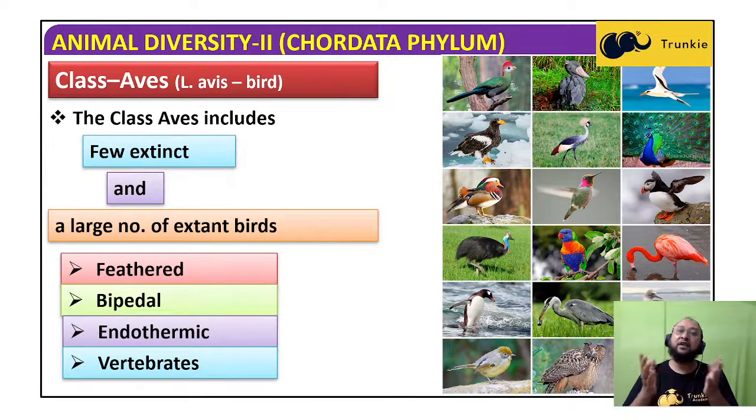They are vertebrates. They have a well-developed vertebral column. So class Aves, or birds, includes very few extinct, some are extinct, but a large number are extant. They are living, and they have feathers on their body. Bipedal locomotion with the two hind limbs. Endothermic means their body temperature does not change with the change in the temperature of the environment. They maintain their constant body temperature by themselves, and they are true vertebrates with a well-developed vertebral column.